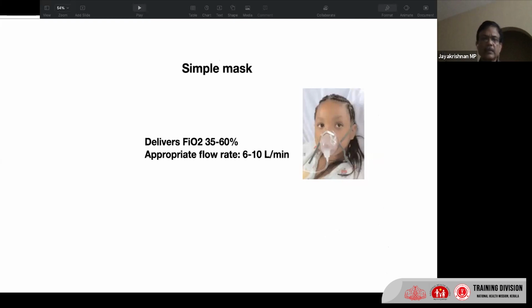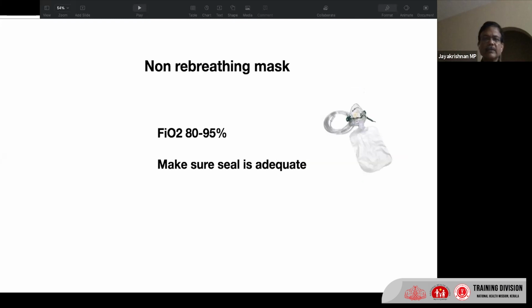Simple mask, Hudson mask, we call it. The flow rate has to be around 6 to 10 liter per minute, and the FiO2 that is provided is 35 to 60%. Room air is also entrained when the child breathes, and that's the reason why it's not 100%.